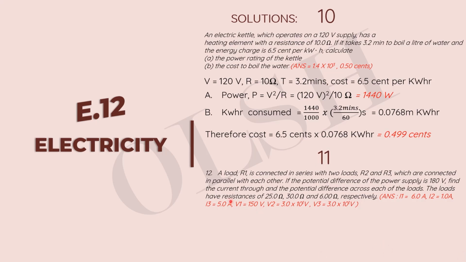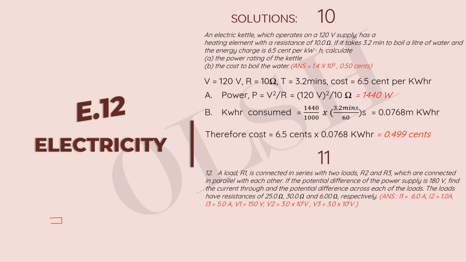So let's look at the 11th question. A load R1 is connected in series with two loads, R2 and R3, which are connected in parallel with each other. If the potential difference of the power supply is 180 volts, find the current through and the potential difference across each of the loads. The loads have resistances of 25, 30, and 6 ohms respectively.